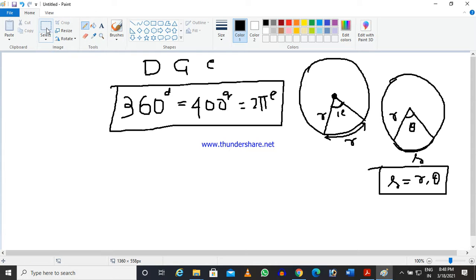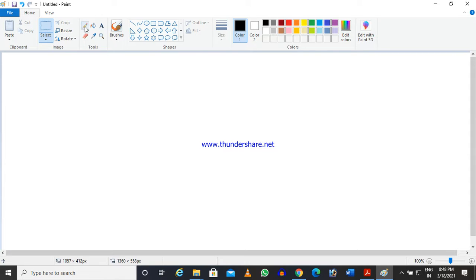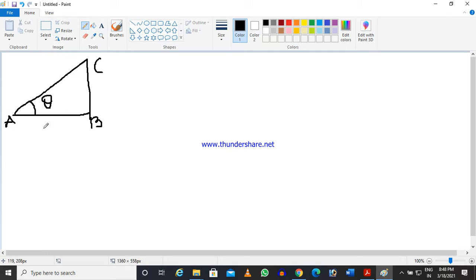Now we will be learning a few terminologies in trigonometry. So here the consideration is there is a triangle. Okay, this is a triangle. I am giving the names A, B and C, and this is the angle theta. So the adjacent side of theta is AB and the opposite side of theta is BC.